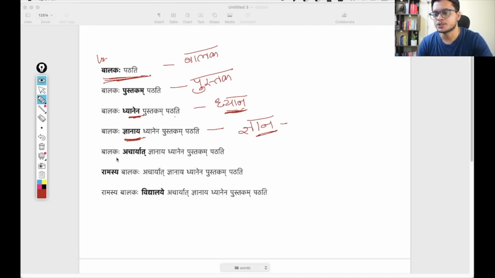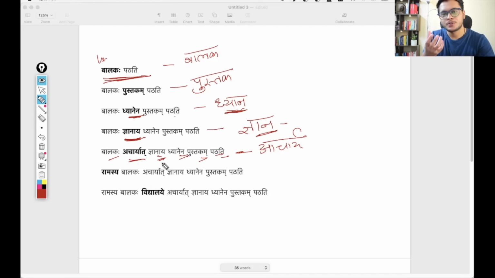Let's add a bit more information. Balakah acharyat jnanaya dhyanena pustakam patati. So this reminds me of that Bollywood movie Dhamaal. What's your name? Iyer. Muttu Swami Iyer. Venu Gopala Muttu Swami. So when I'm reading these sentences, I feel like that. Balaka, Acharya, Jnana, Dhyanin, whatever. The base word here, you can already guess, is Acharya. Right? Acharya. The sentence so far is: the boy reads book with focus for knowledge, from whom?